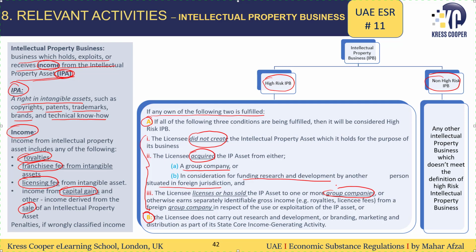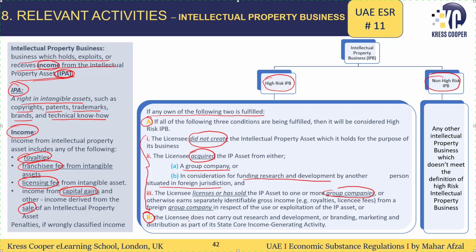So we can say there are three conditions. First, the licensee has not created the asset. Second, the licensee has acquired the asset from a group company or from a third company which is based out of UAE, but it has been funded through research and development. And third condition is the licensee is earning income from the group companies. If these three conditions are being fulfilled, then we will say that the licensee is conducting high risk IP business.